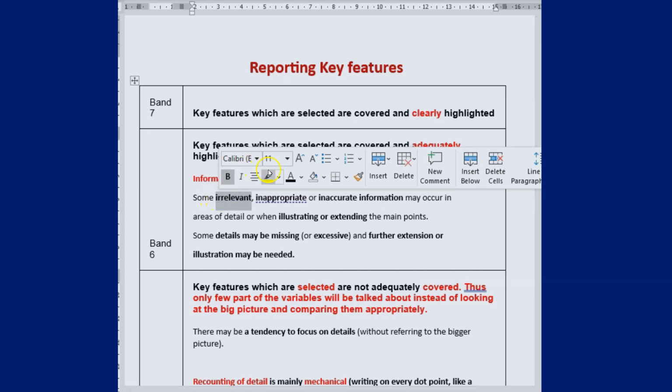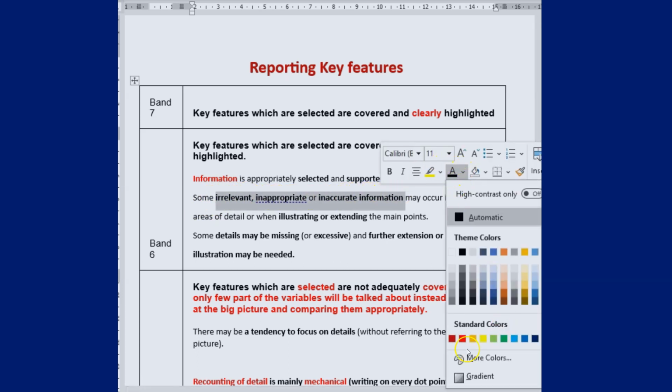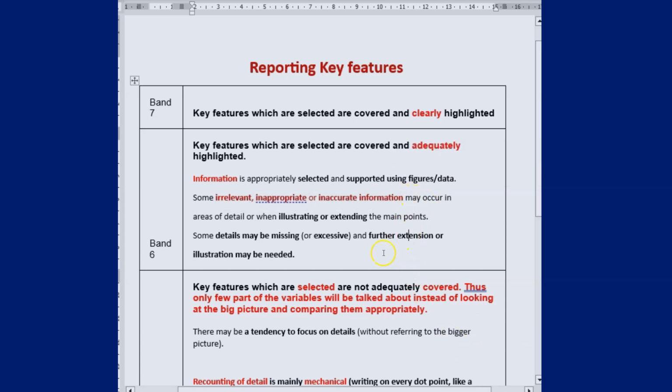So you get a band 6 when you are providing these kinds of information, either irrelevant, inaccurate, or inappropriate, and they may occur in areas of detail or when illustrating or extending the main point. So when you are extending the main point and they find inappropriate, irrelevant or inaccurate information in your data, take note that you are getting a band 6. All right, so it's important for you to look at all of these and take them out.